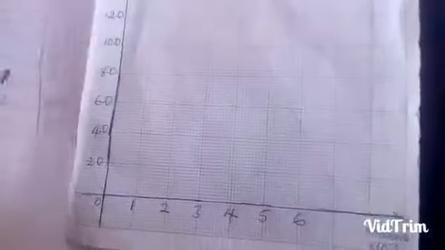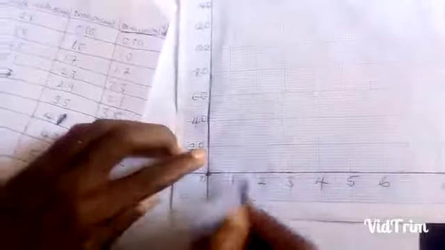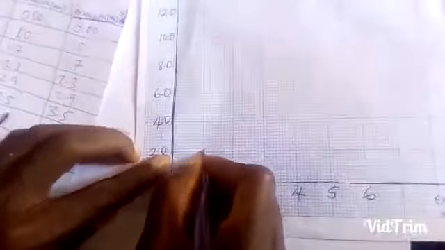Let us now plot them as fast as possible. Plot in these figures. When the weight is 0, the extension is equal to 0. This is the point. We go. When the weight is 2, the extension is 1. You can get them at this point.